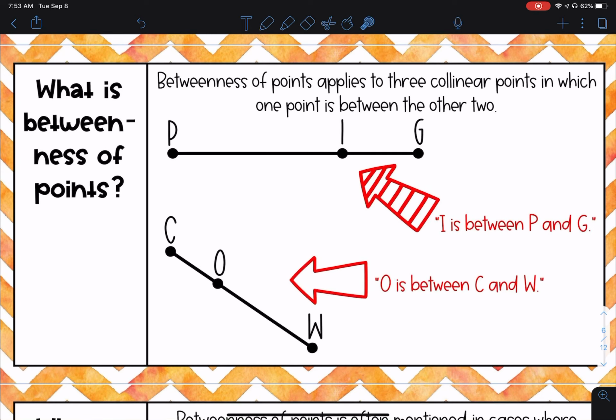What is betweenness of points? Well, betweenness is just a fancy way of saying the dot that's between my 2 points. Okay, so for instance, if I'm looking at this first one here, the betweenness point would be I. I is between P and G, so this is the betweenness because I is between P and G. Same thing down here for this one. O is between C and W, so this is the betweenness.